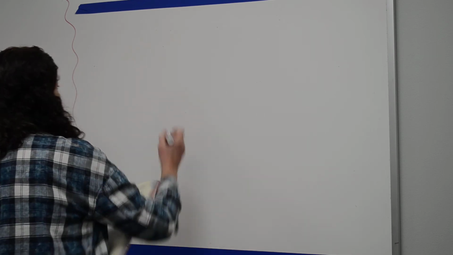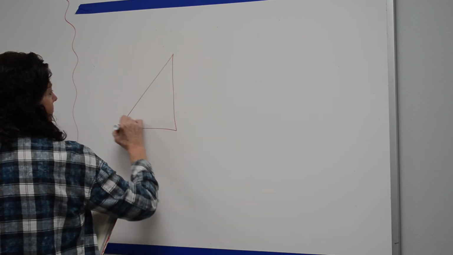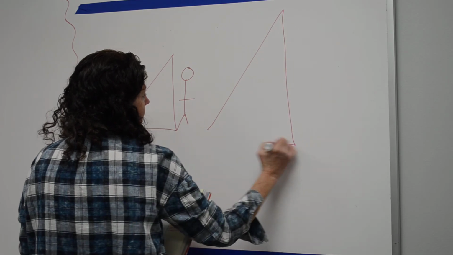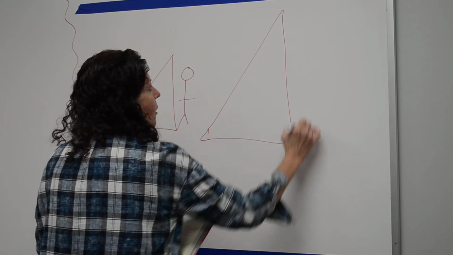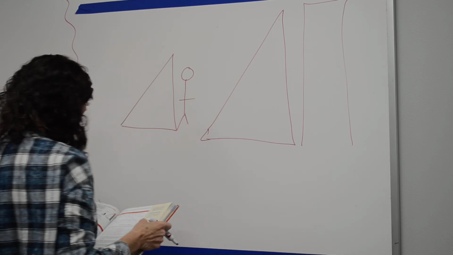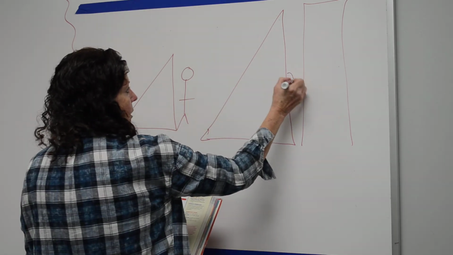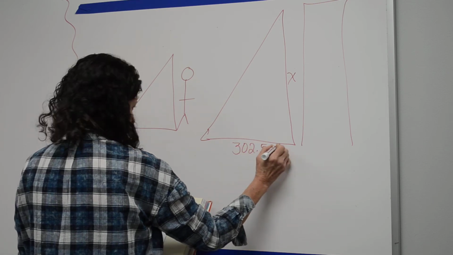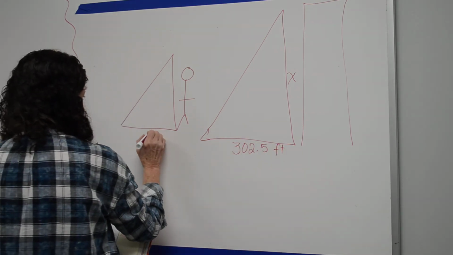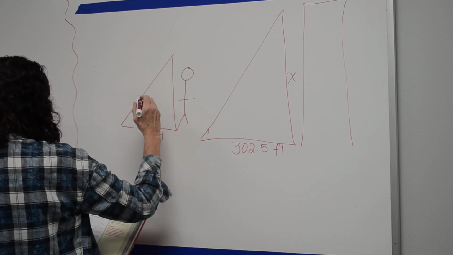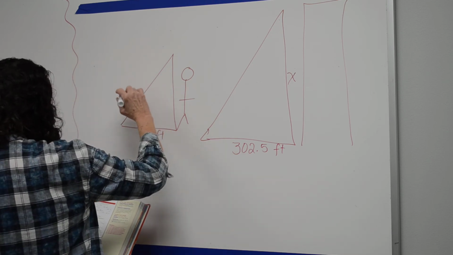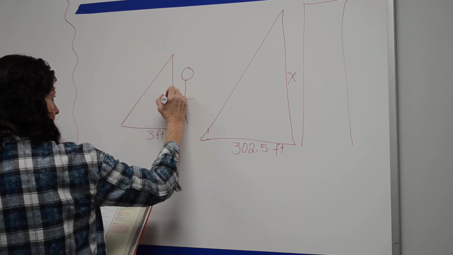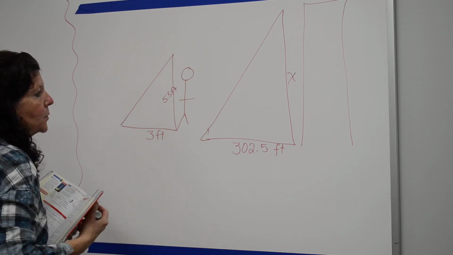Well, they've got it kind of drawn out for you. They've got her standing right here. And then they've got the monument over here. And we know that we're looking for X. We know this is 302.5 feet. And we know this is 3 feet. And we know that, let's see, this right here, she's 5.5 feet. Okay, so we're going to set it up.